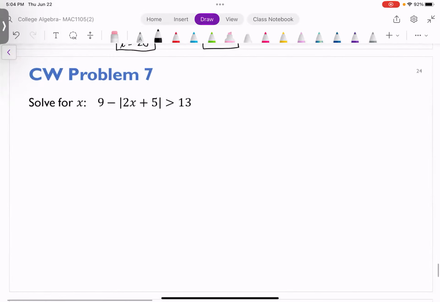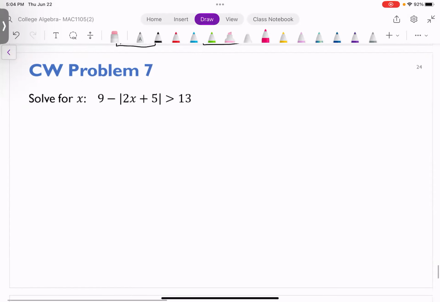I have 2 more examples and then we'll be all done for tonight. Let's go ahead and solve this inequality using the techniques that we've described in the previous problem. The first thing I'm going to do is isolate the absolute value expression. I'll subtract 9 from both sides, giving me negative absolute value of 2x plus 5 is greater than 4.